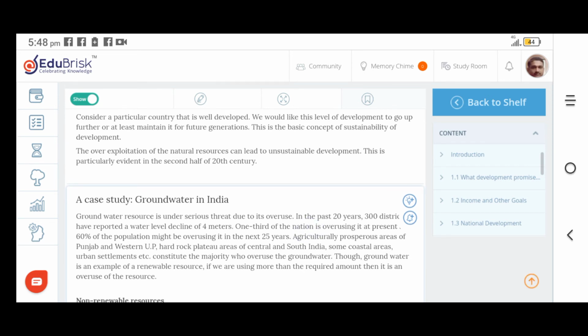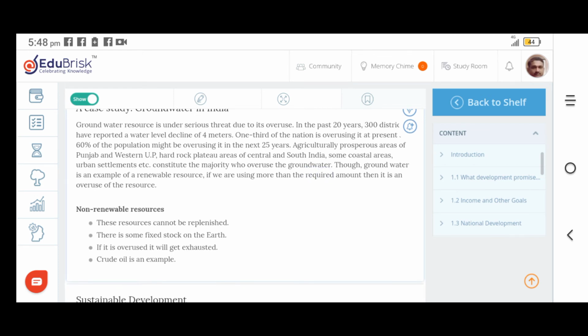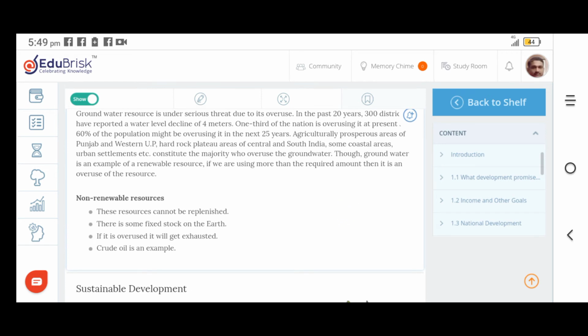The over exploitation of natural resources can lead to unsustainable development. This is particularly evident in the second half of the 20th century. It is very necessary to conserve and protect the resources for the future generations. Otherwise, they will not get them, or they can't access them. So it is our responsibility to maintain and to use them for the future generations.